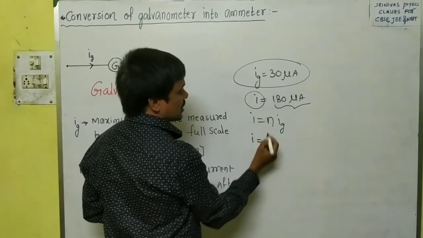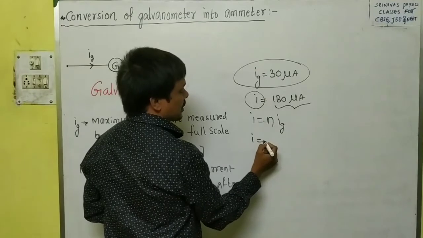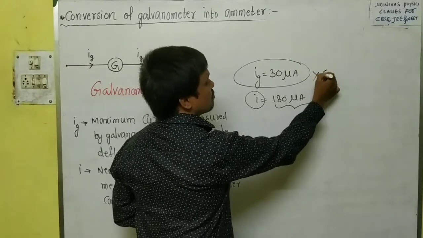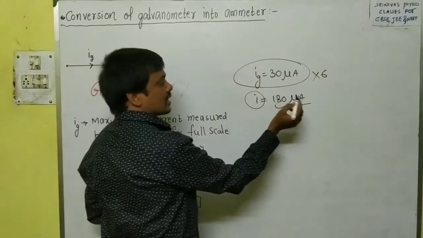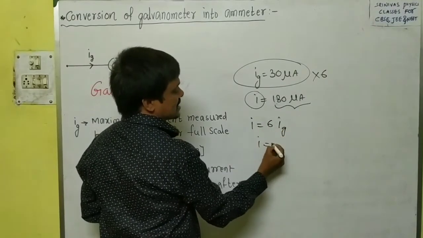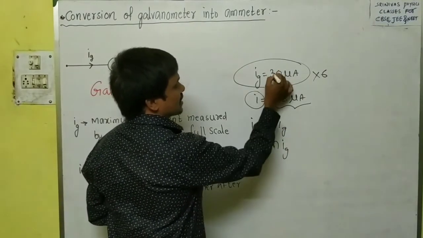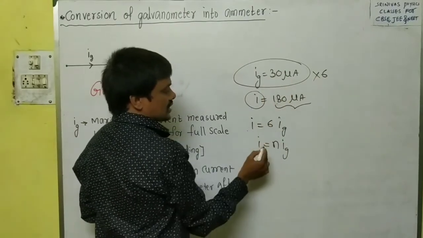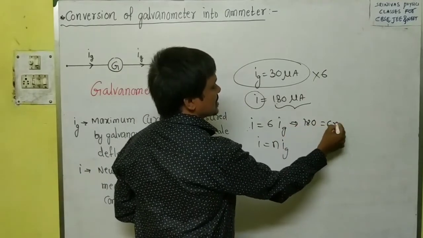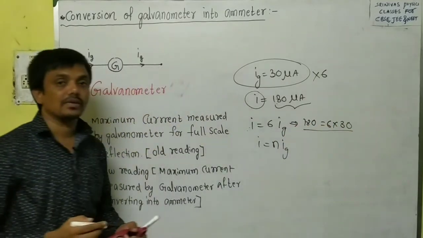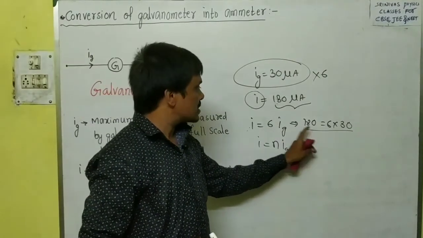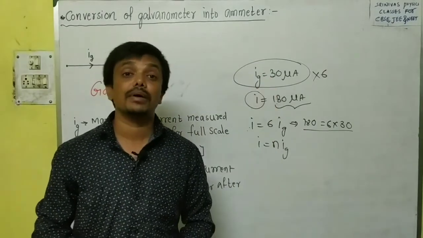That means now this is nIg. The range is increased by 6 times. If you multiply by 6, we get 180. That means now I is equal to 6Ig. We take 6 as n. Ig is 30 and I is 180, so 180 is equal to 6 into 30. Then 180 equals 180. That means I want to measure 180 microamperes, so I want to increase the range of the galvanometer by 6 times.